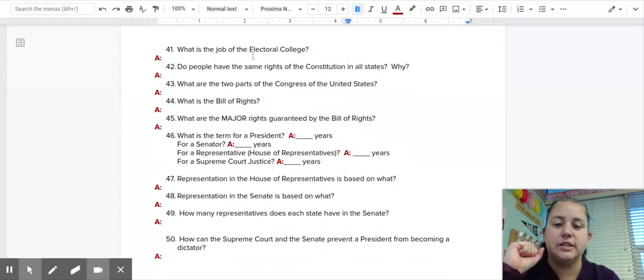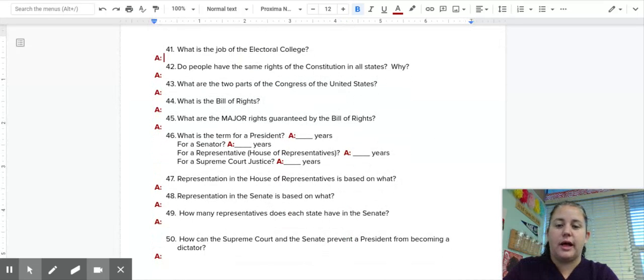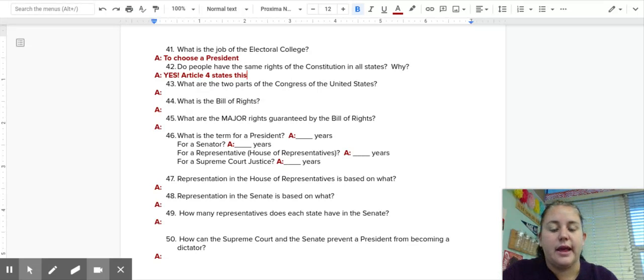Number 41, what is the job of the Electoral College? Well, the Electoral College is only in play when we are choosing a president. The Electoral College gets to vote and decide on who's president of the United States. Number 42, do people have the same rights of the Constitution in all states, and why? The answer to that is yes. Article 4 of the Constitution states this, that everybody is going to be treated in every single state the same way.